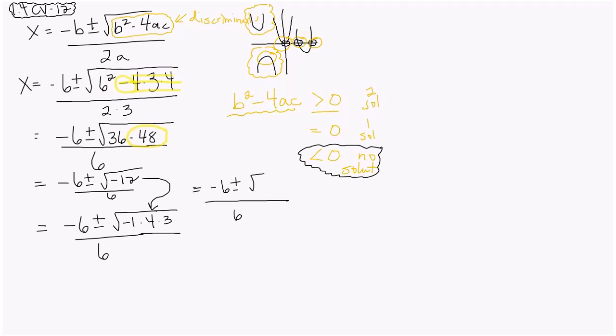Yeah, that's it. I'm going to just do one extra step just for students that might not make that leap, but I can basically take the square root of negative 1 times 4 times 3 and just pull them all out separately like this. And then what I can do is I can simplify.